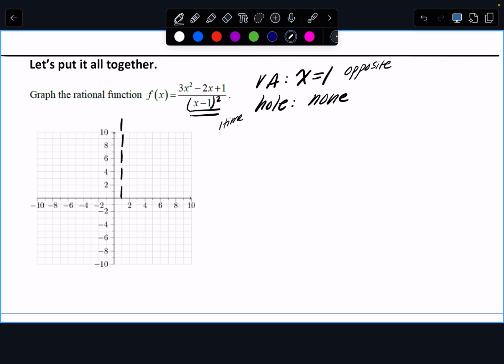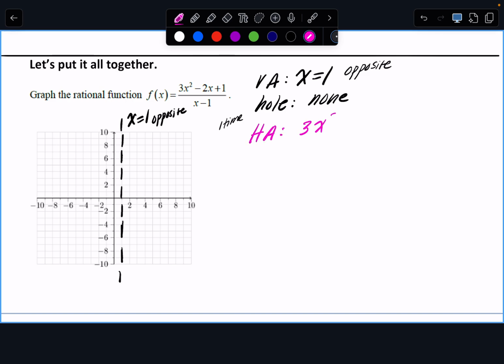Literally, this isn't squared. That would be happening twice. I was trying to answer a question, but it's fine. He doesn't care. So x equals 1 goes in opposite direction because that restriction only happened once. Okay, moving on. That's not enough to graph, not even close.